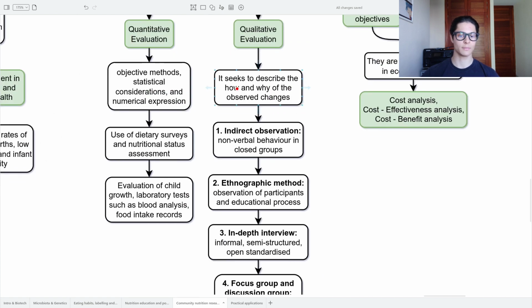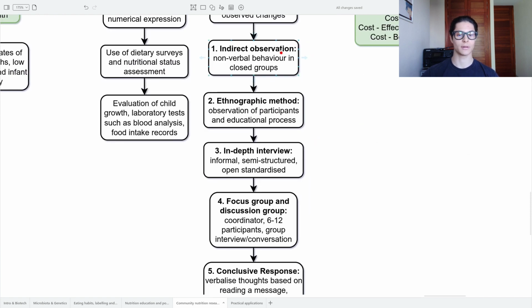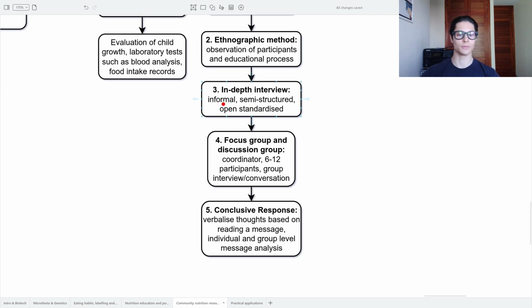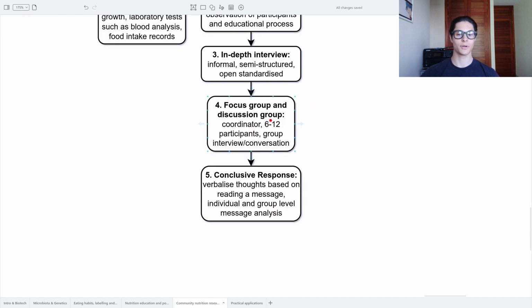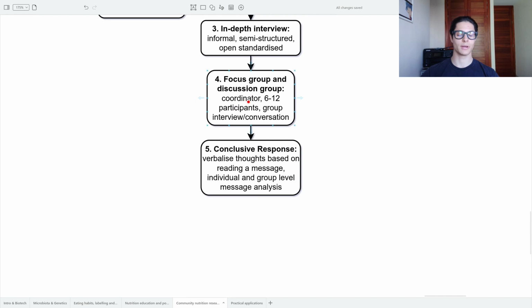It seeks to describe the how and why of the observed changes, and it uses indirect observation, so non-verbal behaviors in closed groups. The ethnographic method, using observation of participants and educational process. The in-depth interview, which can be informal, semi-structured, or open standardized interview. The focus group and discussion group, so here we have a coordinator, 6 to 12 participants, and a group interview or conversation. It depends on how the coordinator wants to do it.